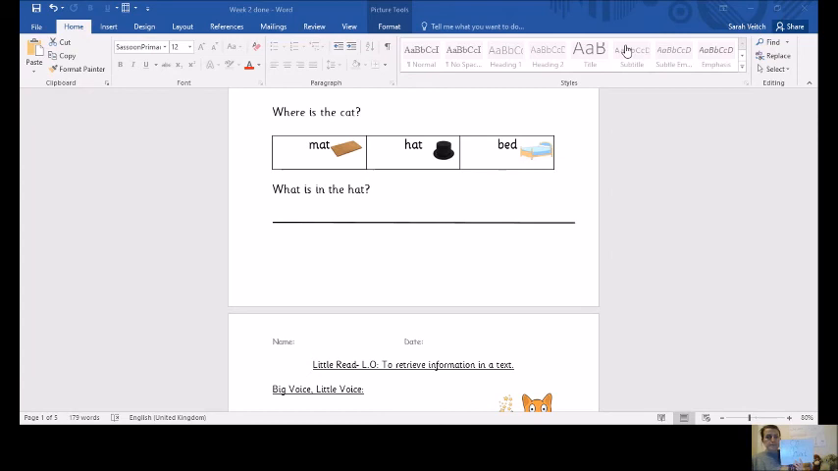Now, trick question here I want to ask you. Where was the cat? Have a think. We've just answered it, but see if you remember. And what was in the hat? See if you can remember those. You have done super today with your little read. I know it's not quite the same as when we're in the classroom, but we can keep trying, can't we?